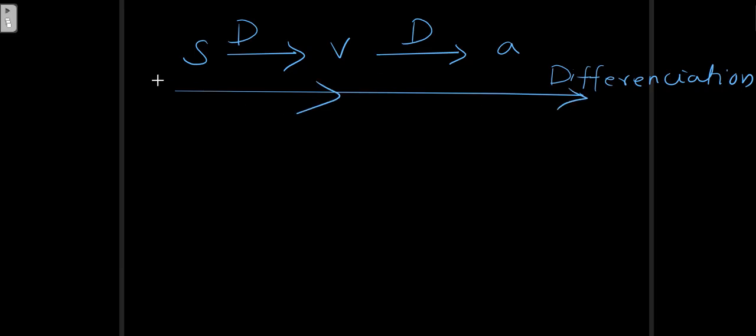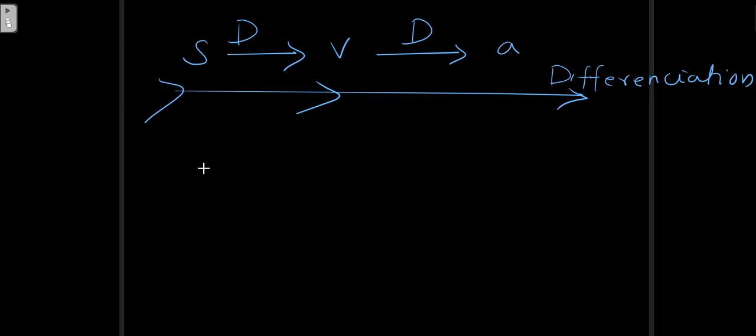Displacement is given as s is a function of time. So we have come across that displacement differentiated with respect to time gives us velocity. Velocity differentiated with respect to time gives acceleration. Everything we know.